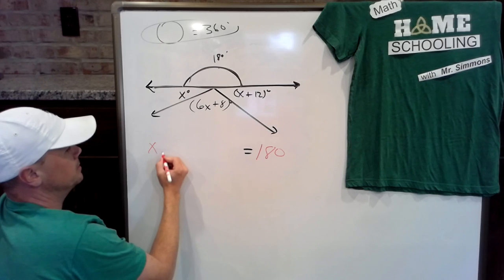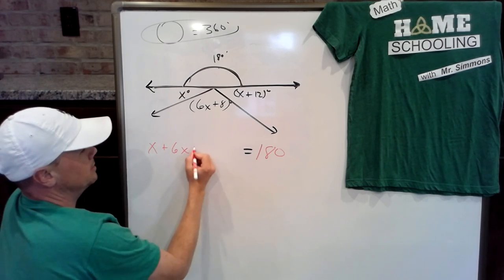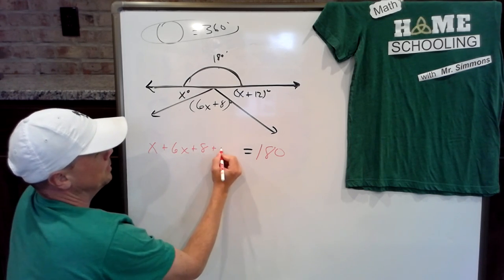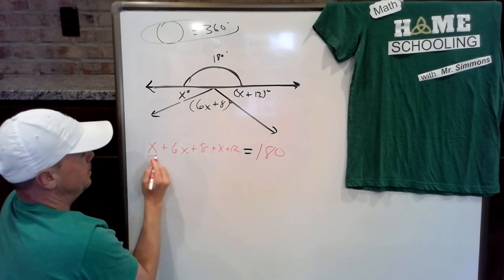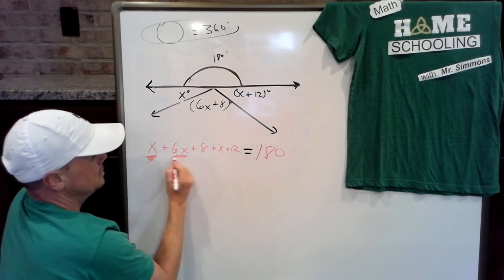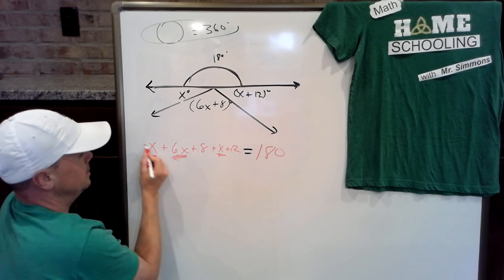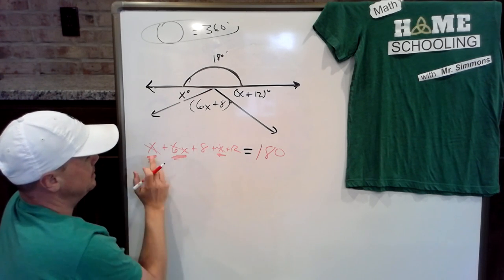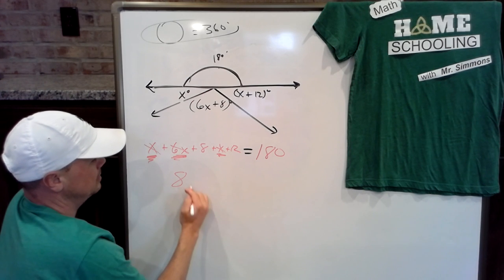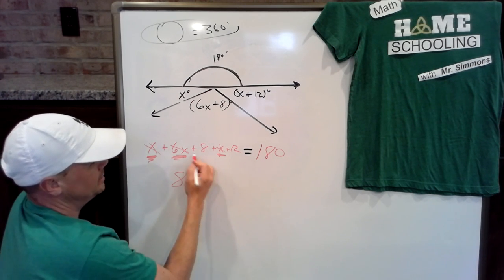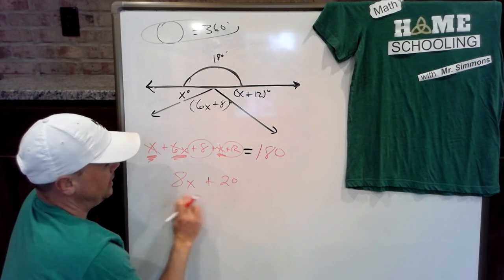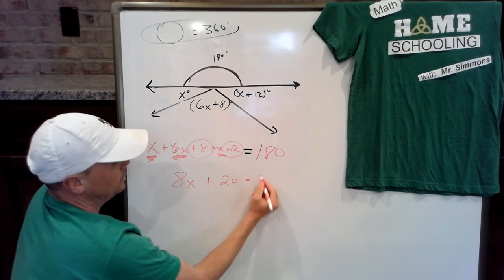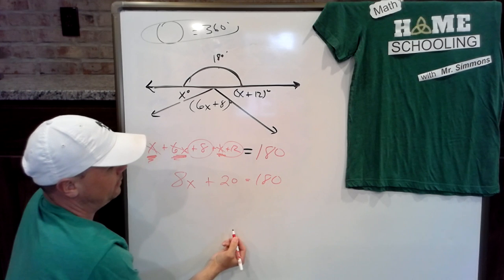And I'm gonna do x plus 6x plus 8 plus x plus 12. I'm gonna combine my like terms, x, 6x, and x. That's 3 different terms, but that's x, 6x, that's 8x. 8x plus the 8 and the 12, we know that to be 20. So 8x plus 20 is now equal to 180 degrees.